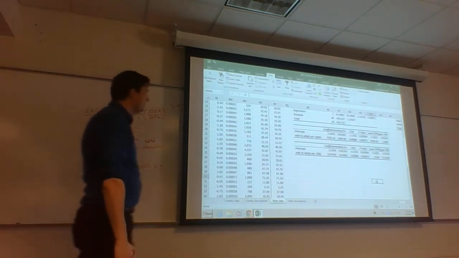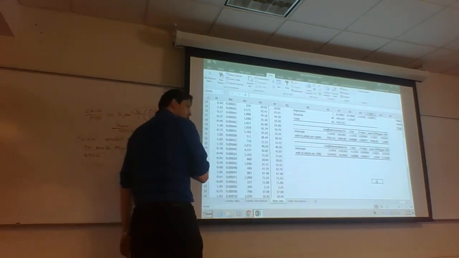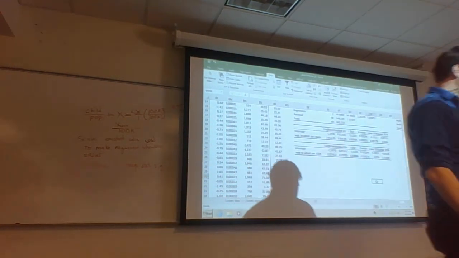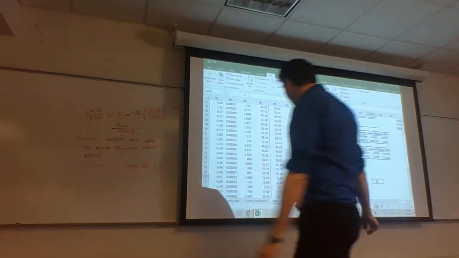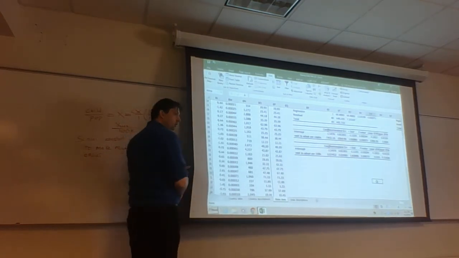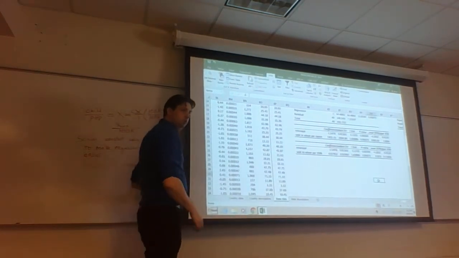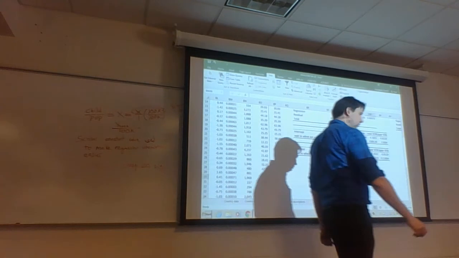What's the difference between these coefficients? Anyone? They're just 100,000 times more.